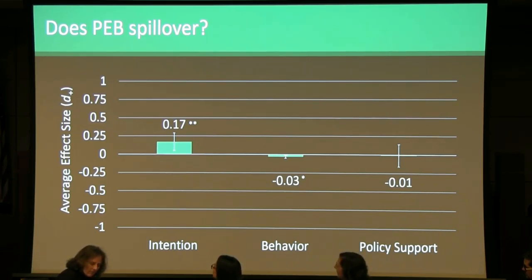0.17. Just for a really rough rule of thumb, a small effect size in this area might be considered 0.2, 0.5 might be moderate and 0.8 might be large. So we're talking about a small effect, but it's still significant and it doesn't include zero in the confidence interval. Now, what about behavior? For behavior, you can see we have evidence of negative spillover, but it's tiny. If you convince someone to do an initial behavior via an intervention, you might see some negative spillover behavior, but it's almost non-existent. And then finally, for policy support, we see no evidence of spillover.